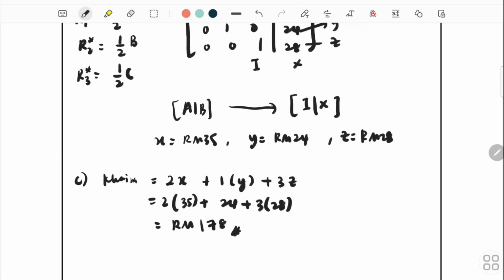So we've done this example. Let's move on to the next part. We proceed to the last method to solve the system of linear equations.